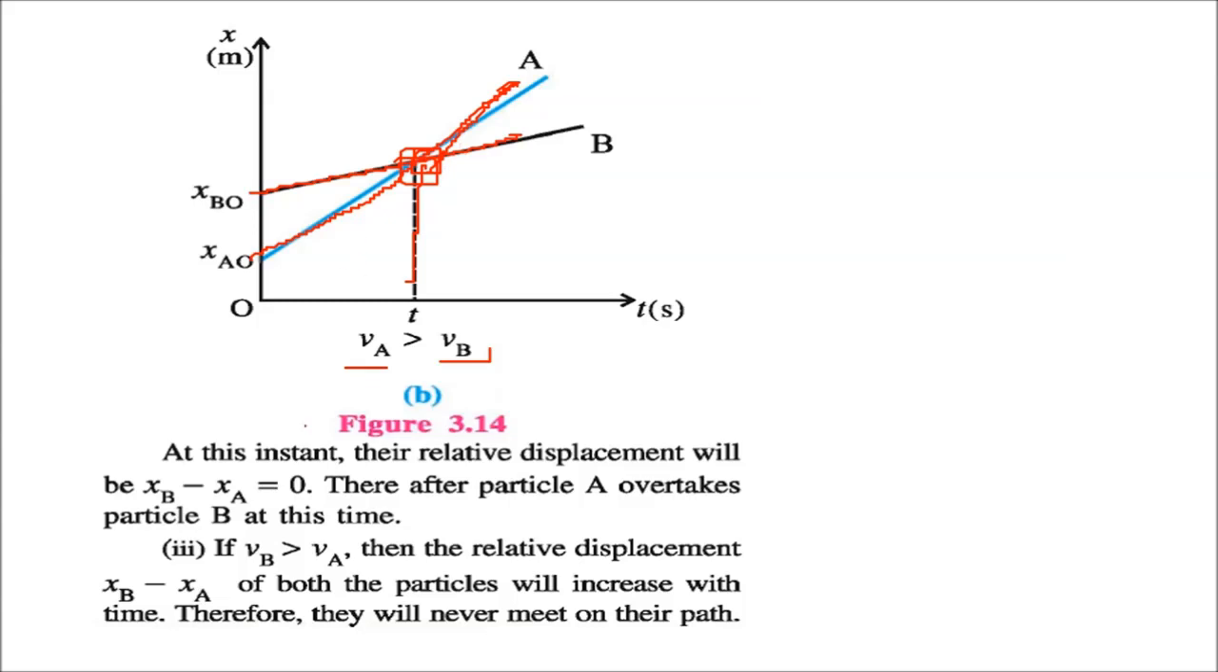Now let us assume that VB is greater than VA. This velocity of B is greater than VA. Now, what happened? Because B has taken over, if A is going like this and B is going like this, the distance will increase because B is faster. So the distance between both particles will increase with time. So they will never meet.